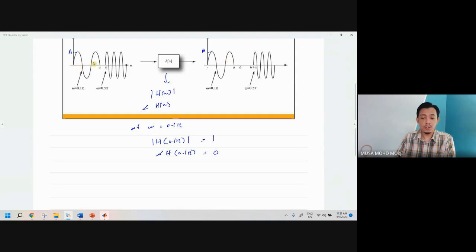So let's say this is no delay, and this is no delay, the same thing. So it means that the phase will be 0, no delay. How about this one? Originally it's supposed to start at B, but now it starts at B plus A, so it's being delayed by A samples. How about the amplitude? The amplitude is still the same. This is still A.